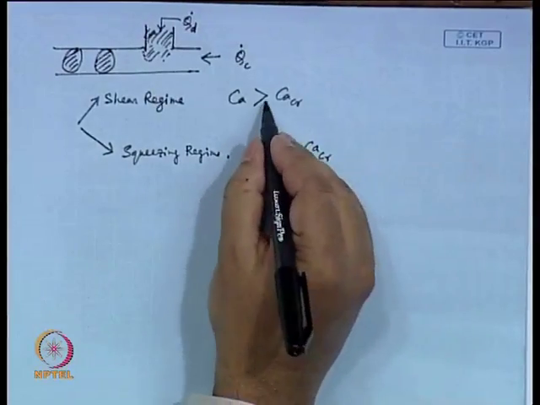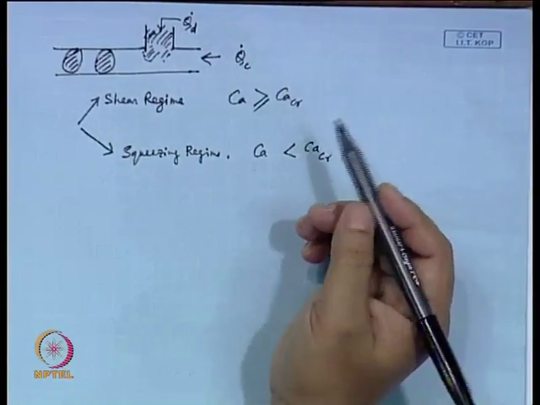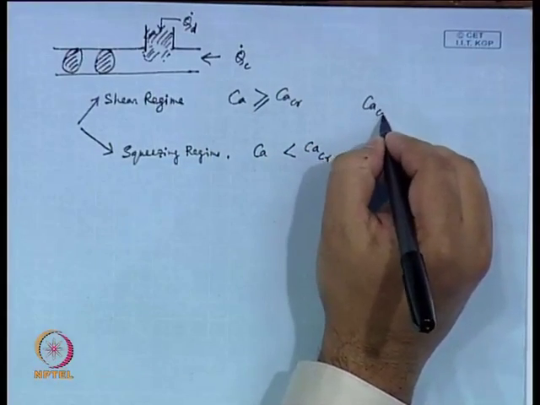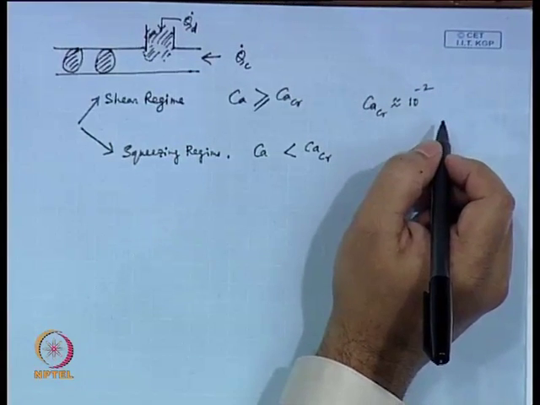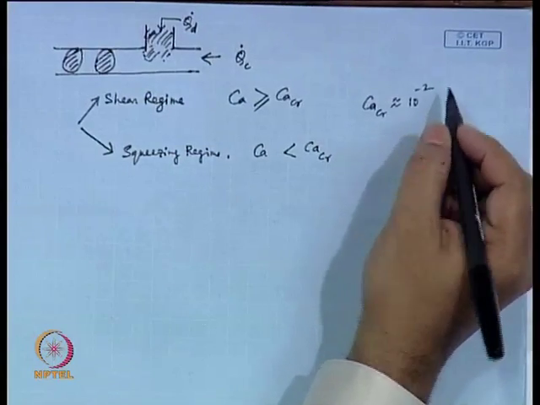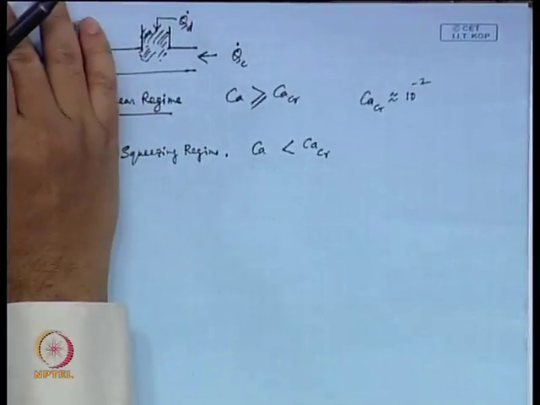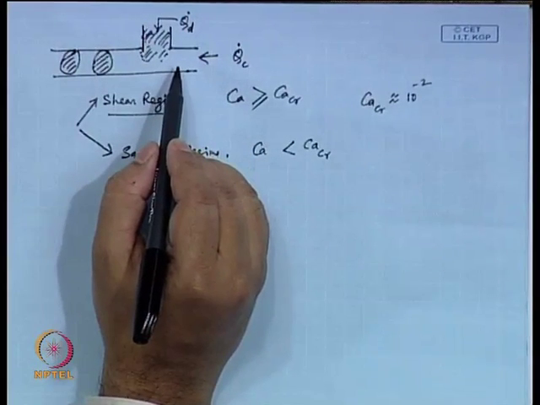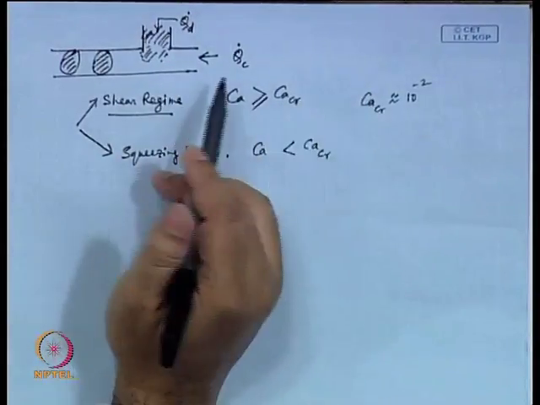In fact, I should put an equal to sign somewhere, because then you may ask, if Ca equals Ca critical, how will you account for that? So, somewhere it has to be put. The critical capillary number, its value is typically 10 to the power minus 2. What is the difference between this shear regime and squeezing regime? Let us first talk about the shear regime, which is easy to understand. The process works like this. You have a flow of carrier fluid. This is called carrier, and there are two phases, so they are differentiated as C and D, carrier and droplet phase.